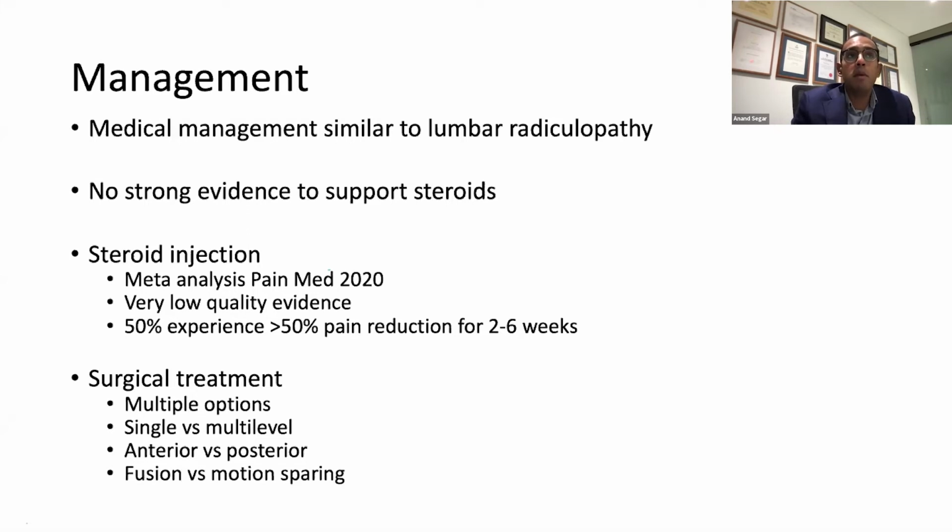50% of patients experience a 50% reduction for about 2 to 6 weeks. So again, I use it to get people through their worst symptoms as they were going to get better anyway. This just makes that time a bit more bearable for them.